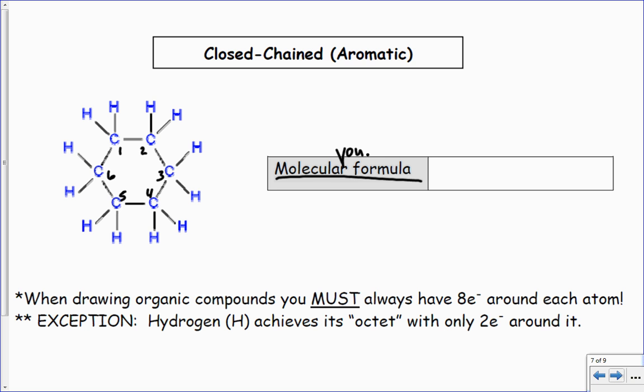Couple notes. When drawing organic compounds, you must always have 8 electrons around each atom. We're going to be drawing a lot of these in our classwork and practice, so we'll get a hang of that. Hydrogen's always the exception. It has 2 electrons around it instead of the full 8.